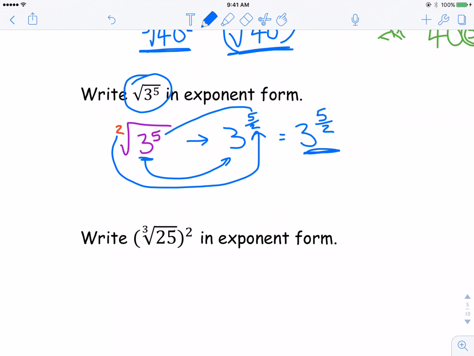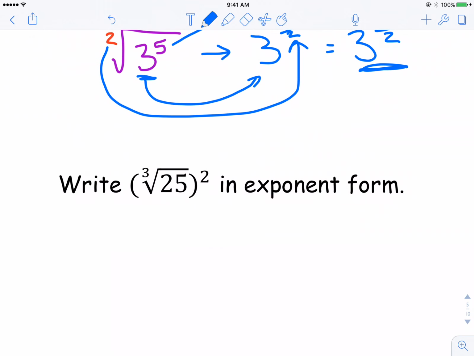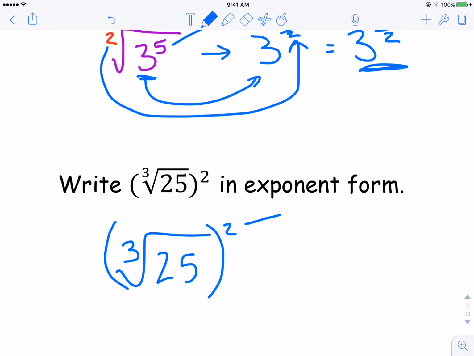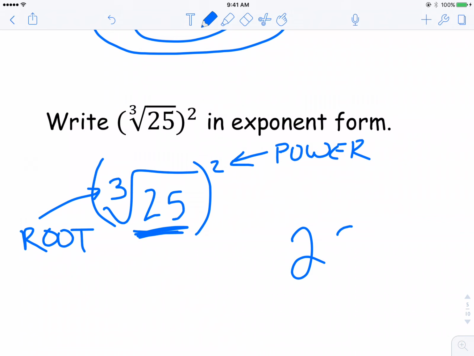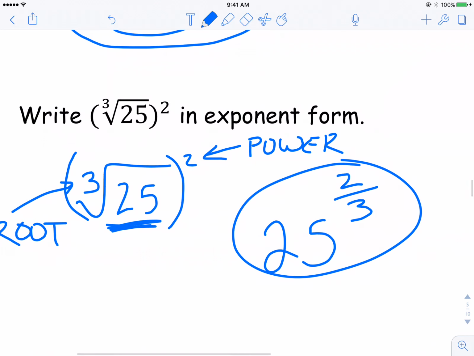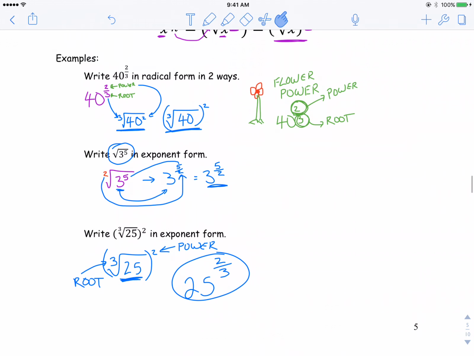Last example. Write cube root of 25 all squared in exponent form. So this is the power. This 3 is our root, and our base is 25. Base 25, our power 2, our root 3. And there is our radical written in exponent form. So that was the introduction of a couple quick little rules that you just need to practice and play around with.